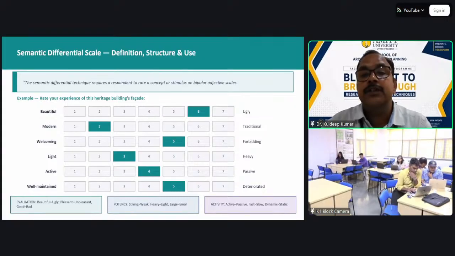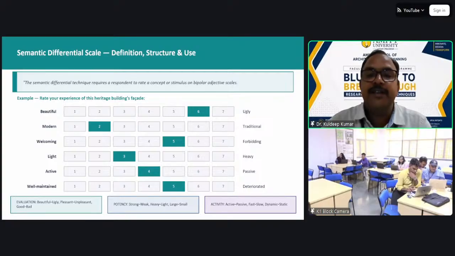Also, it is important that this scale is uniquely powerful in our domain. So it captures the subjective experiential dimension of space, something which a questionnaire cannot do. It allows comparative studies across buildings. Also, it can track the changes of perception after design intervention, as we have seen in that heritage example. It is ideal for sense of place studies like neighborhood image research or aesthetic quality assessment.